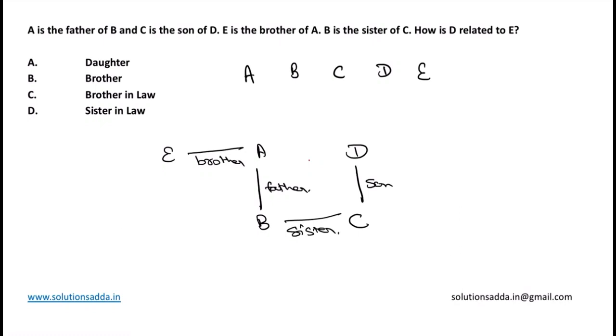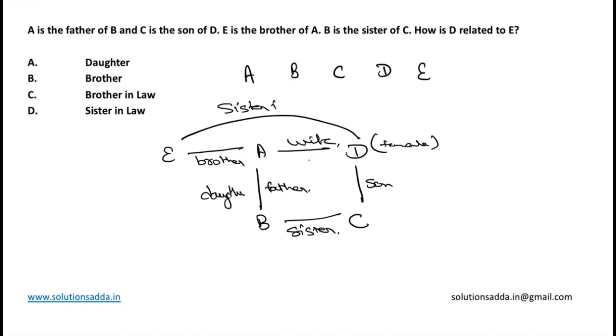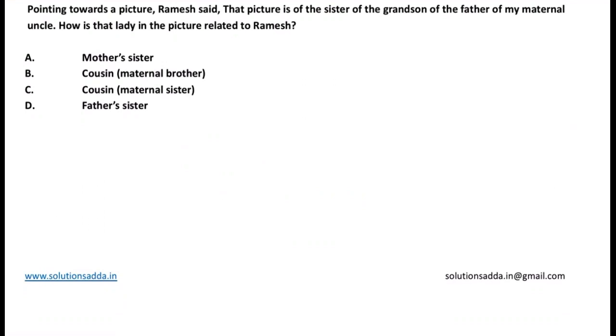So these relations are clear to us, and since B is sister of C and A is father of B, therefore B is daughter of A and A is also father of C, and since C is son of D, therefore D will be female and wife of A. When D is wife of A, therefore D will be sister-in-law of E. Therefore option D is the correct answer.